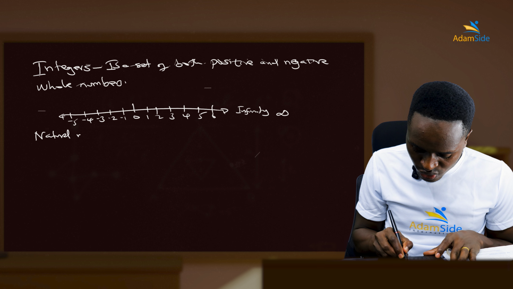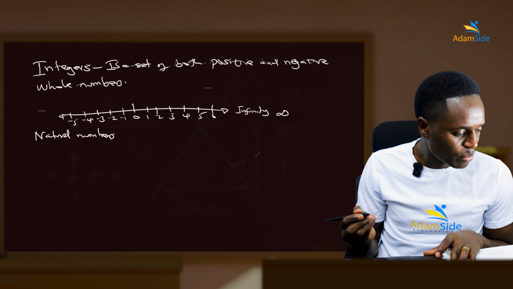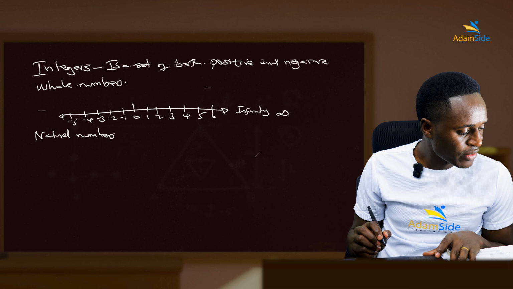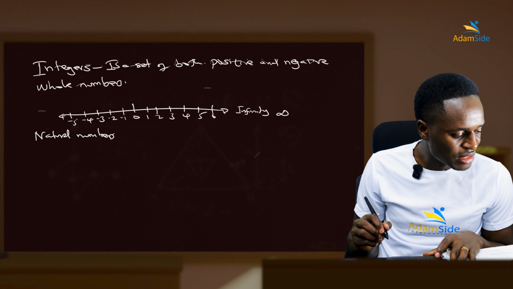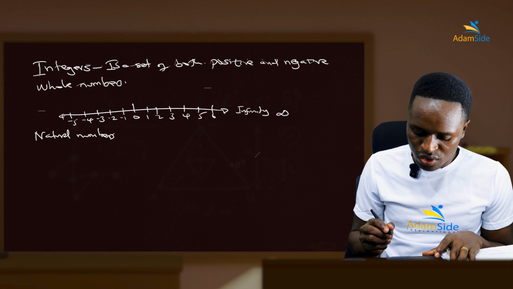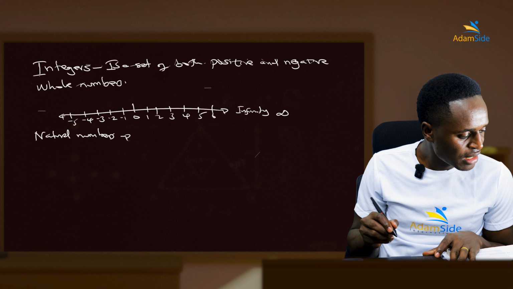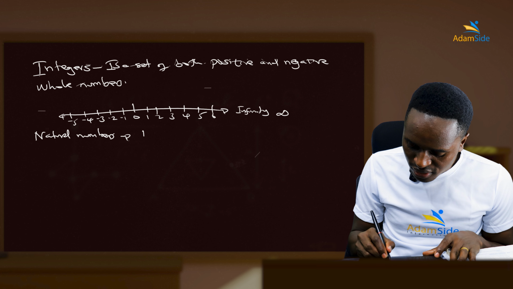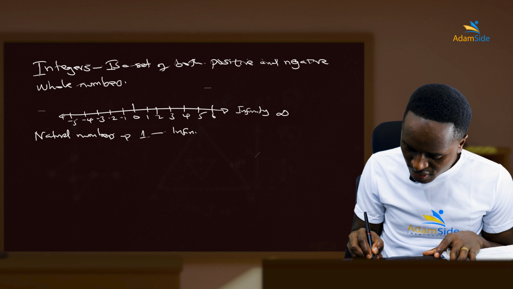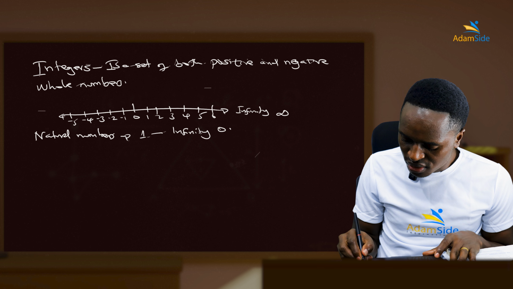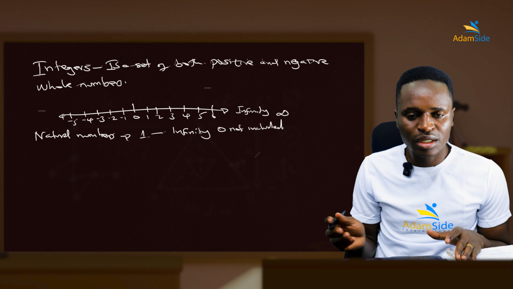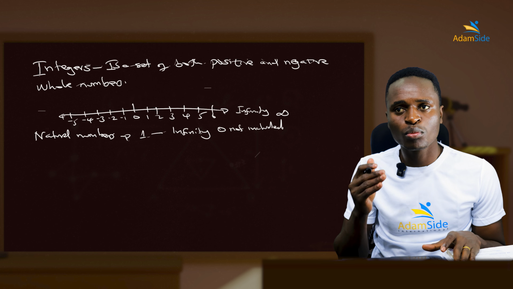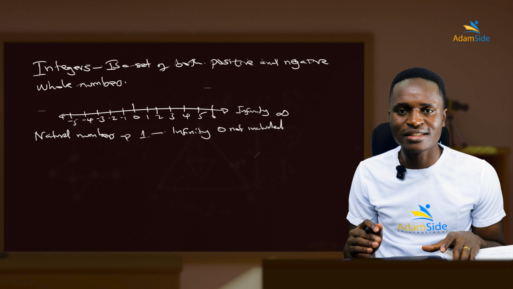Also, we can be examined on natural numbers. We say natural numbers are any whole numbers from 1 to infinity, sometimes called counting numbers. 0 is not included. So natural numbers are any whole numbers from 1 to positive infinity.